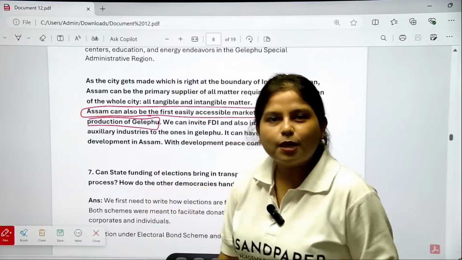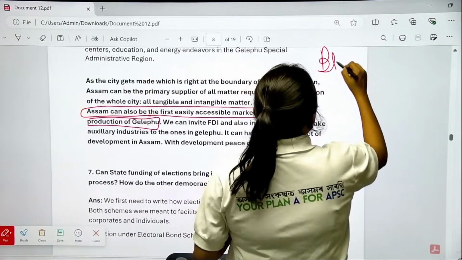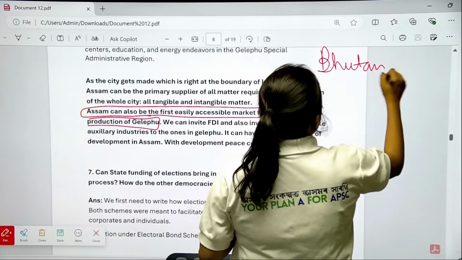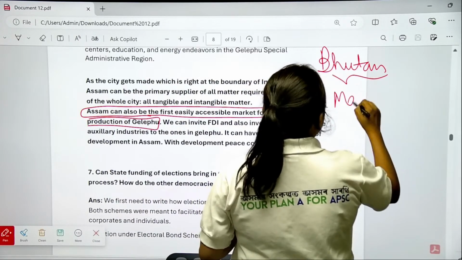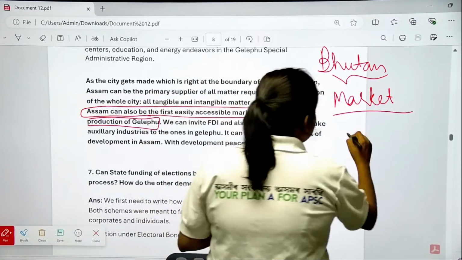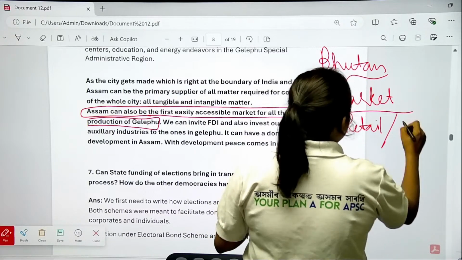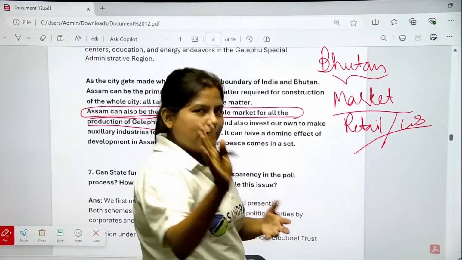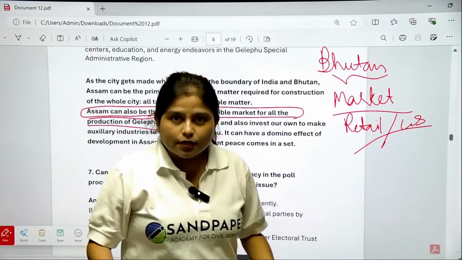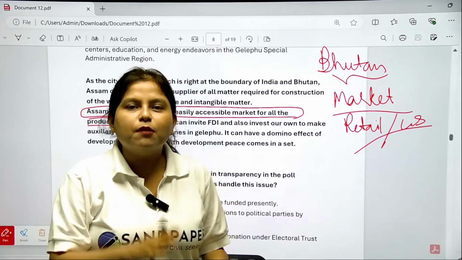So what can Assam be? Bhutano Gigi boni ase. We can be a market for it. Hoy na hoy. We can be a market for it. Ami retail kiba kibi koribo paro. Retail koribo paro, wholesale koribo paro, ji koribo paro. Himalaya na jao aro. But we can be a market for it, right? We can provide things for building the whole city. We can be a market for it.